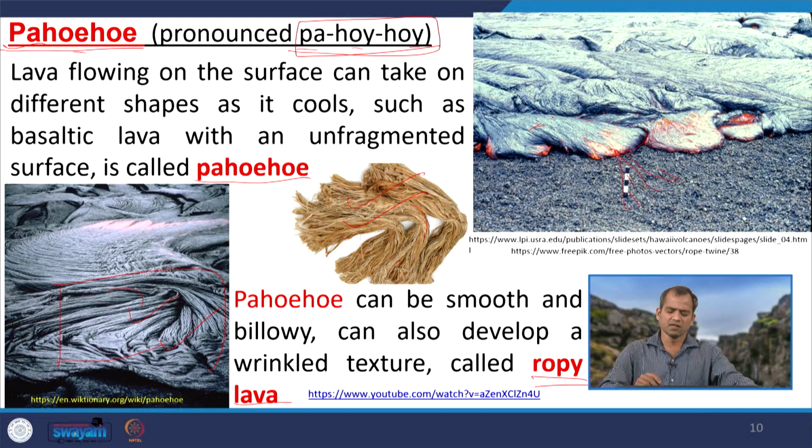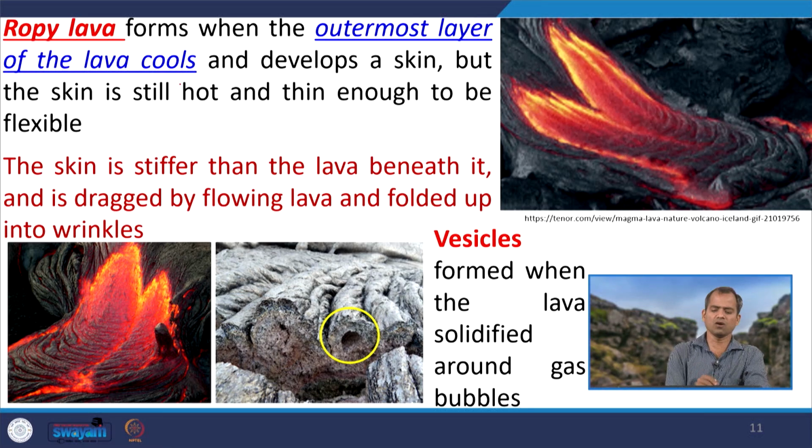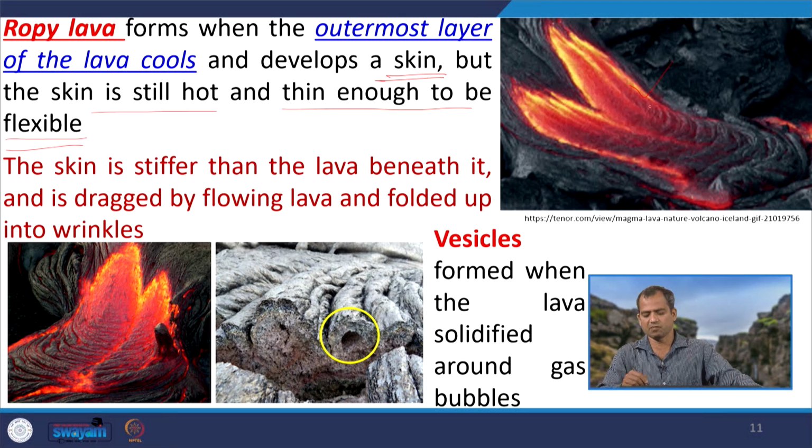So, that means this top surface is smooth and wrinkled like skin, and inside it is full of lava. That is called ropy lava. It has a rope-like appearance. In ropy lava, the outermost layer cools and develops a skin, but the skin is still hot and thin enough to be flexible, as we have discussed. Here you see the lava flow, and the outer skin is solidified and still flexible.